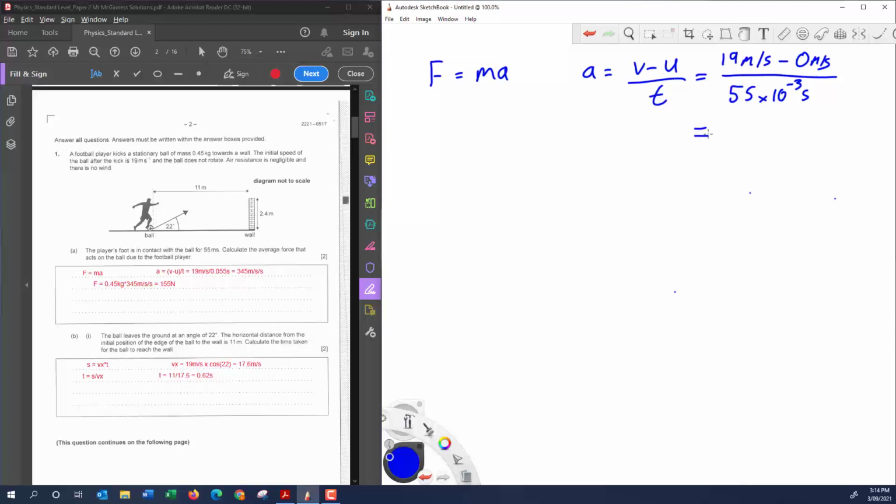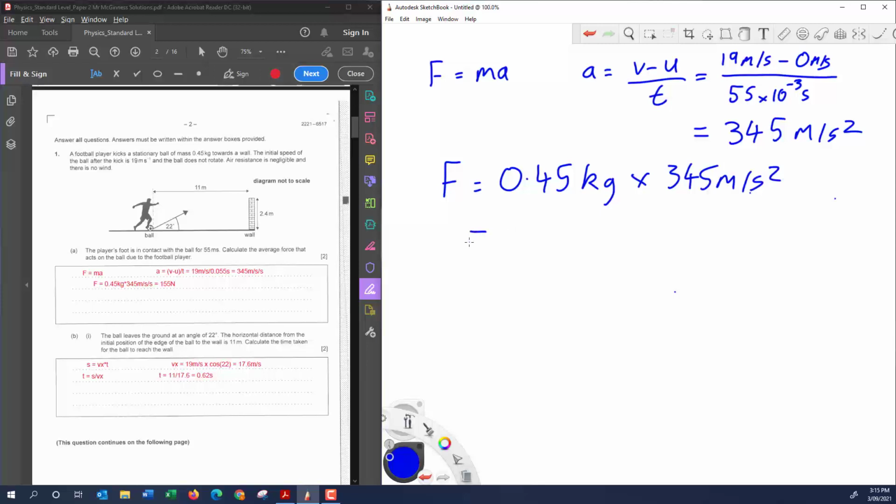And when I put that in the calculator, I get the acceleration is 345 meters per second squared. Now I'd anticipate that's what the first mark is going for here, and then the second mark, you just put that F equals ma. So we've got 0.45 kilograms multiplied by 345 meters per second squared, which makes 155 newtons. So that is 1A. We have a look at 1B together.